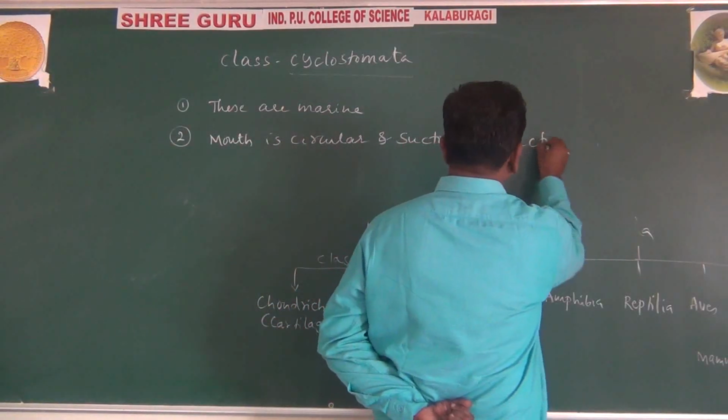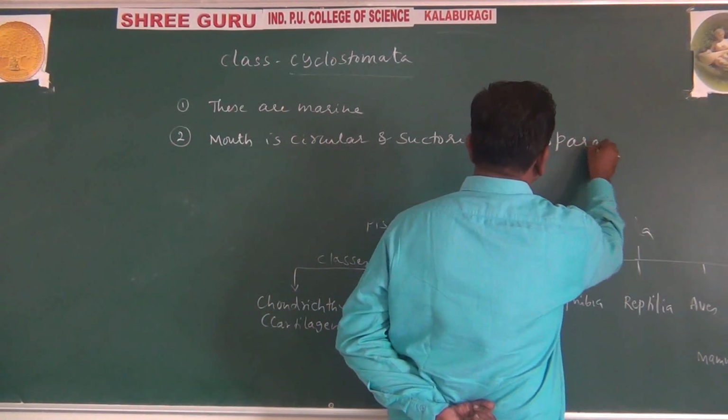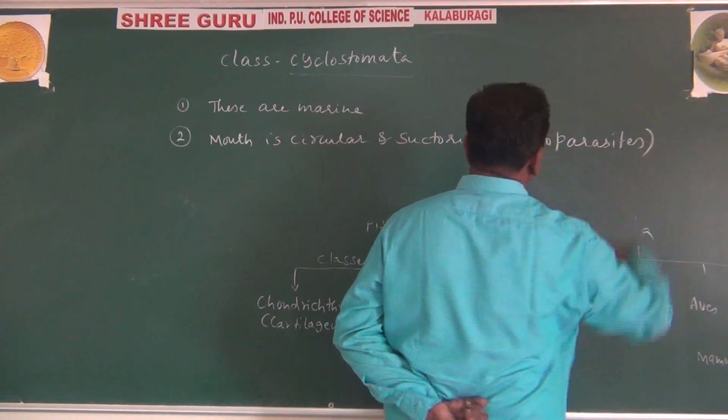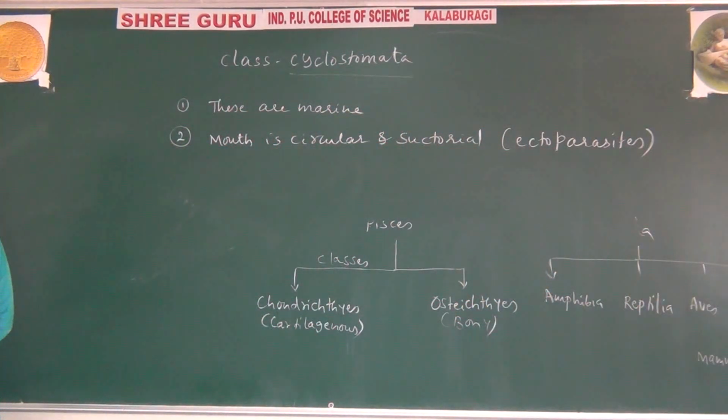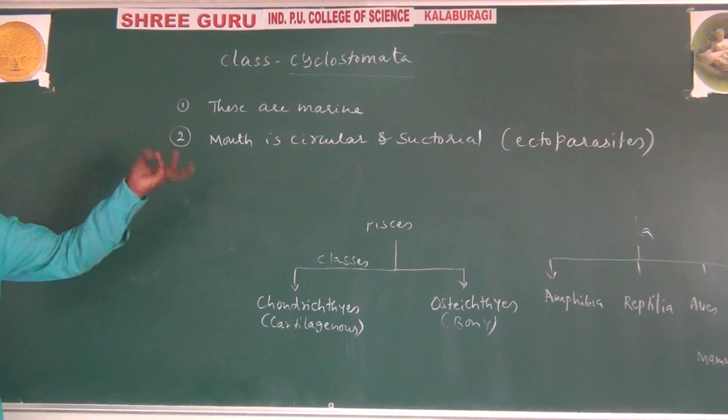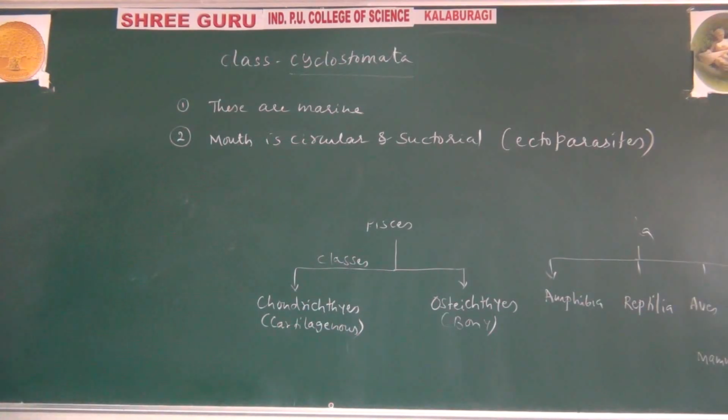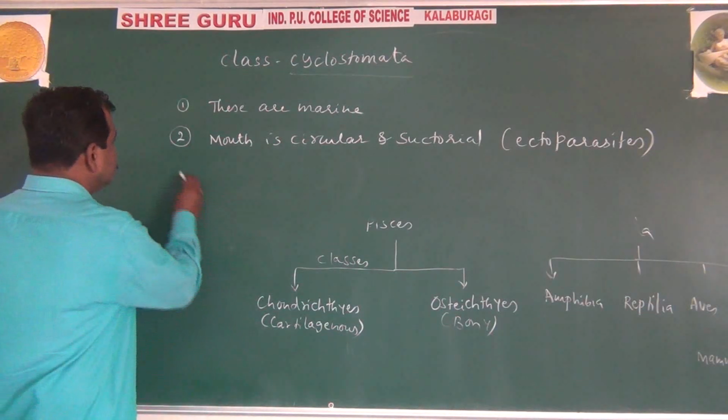In the bracket we have to write ectoparasites. Ectoparasites. They are normally sucking the blood. This is what we are saying, blood of other fishes. You can observe that. That is why we are considering them ectoparasites.